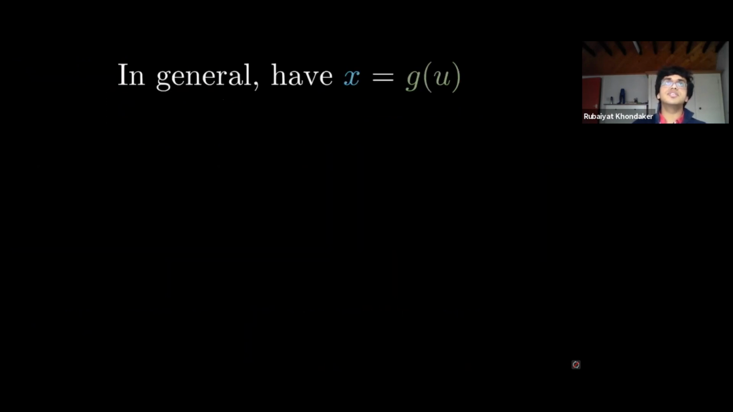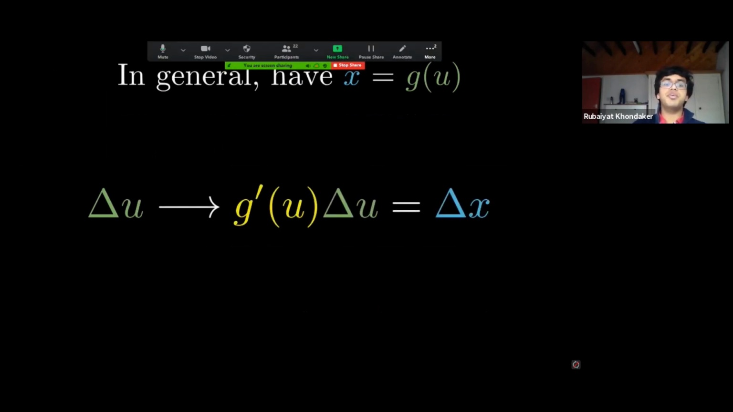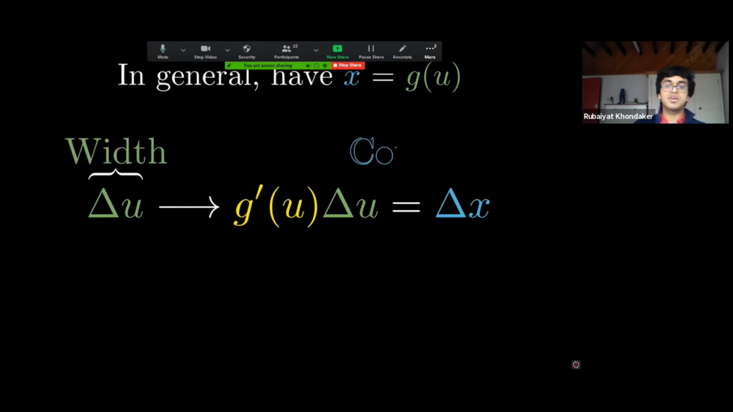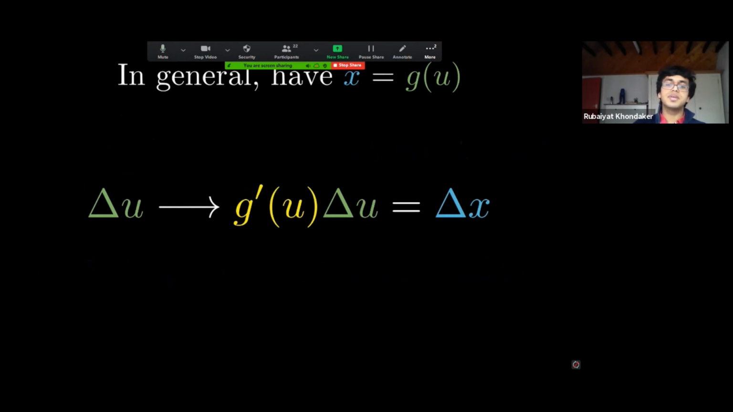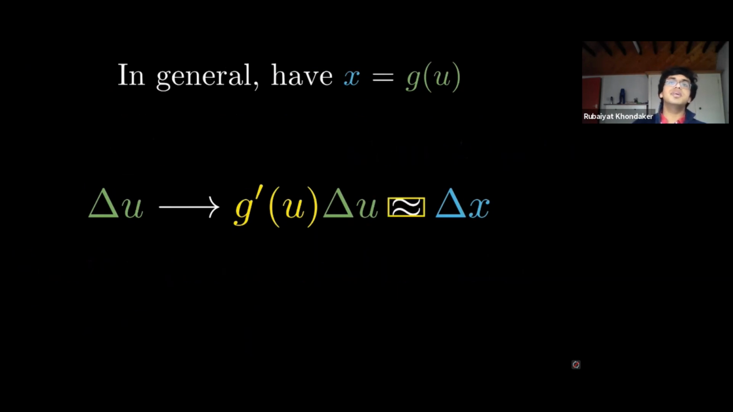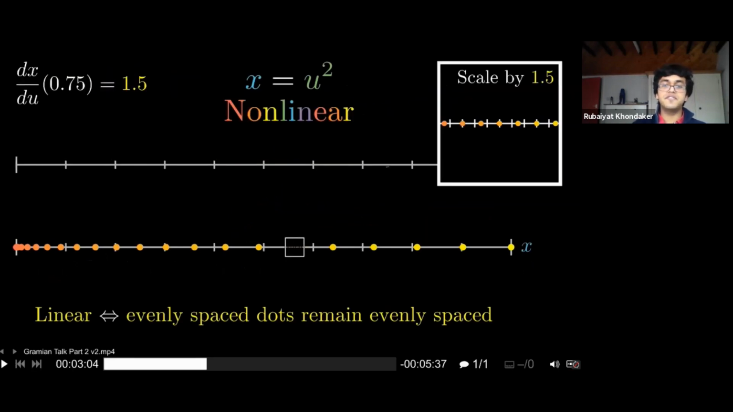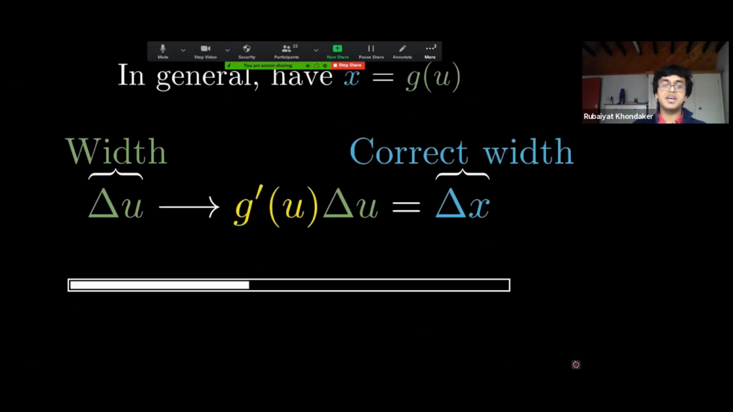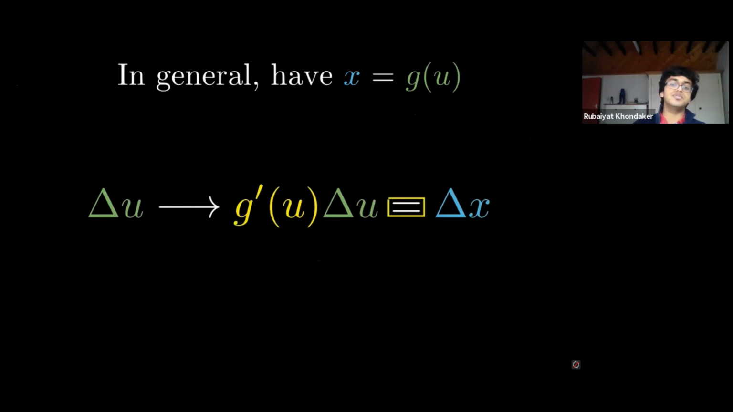So in general, let's say you've got a substitution, x equals g of u, and change in u goes to g prime of u times change in u, i.e. change in x. You've got the correct width, and you've got the local width distortion factor. And technically, it's not equal, it's an approximation, and that's because we were only at a finite zoom level before. Like here, when I zoomed in to 3/4, I didn't zoom in infinitely far, I zoomed in finitely far. So it's only going to be an approximation. The way we fix that is essentially just changing these change in u's and change in x's into differentials, du's and dx's.